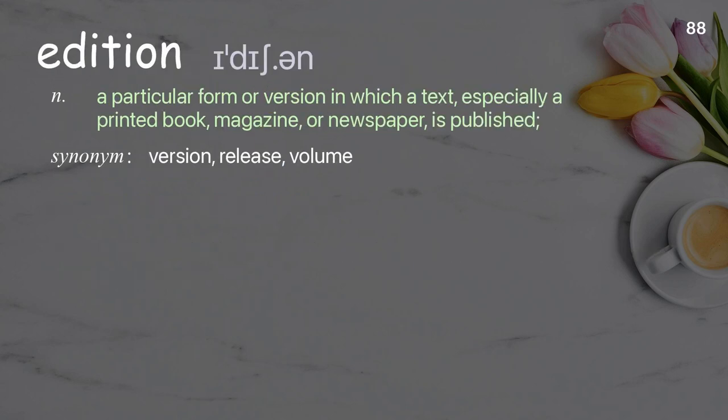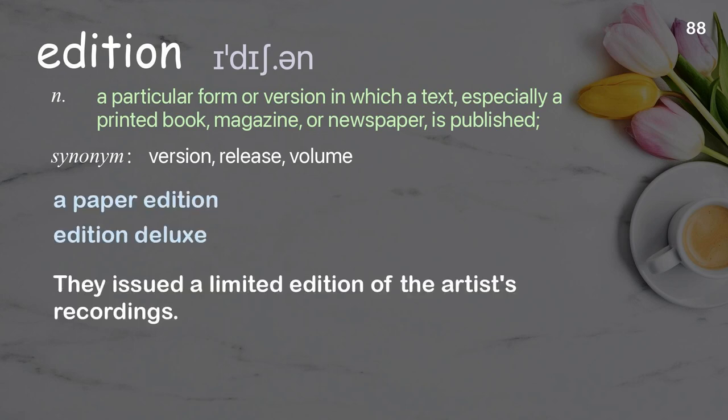Edition. A particular form or version in which a text, especially a printed book, magazine, or newspaper, is published. Examples: a paper edition, edition deluxe. They issued a limited edition of the artist's recordings.